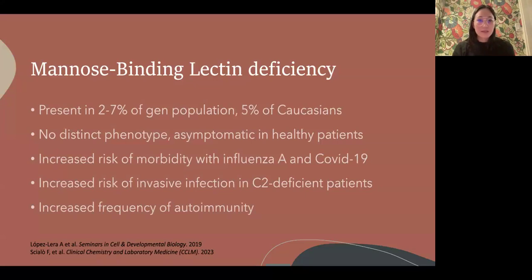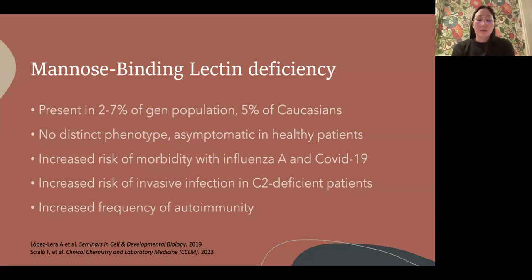So mannose-binding lectin deficiency is also quite prevalent. It's been found in 2 to 7% of the general population. And in a healthy adult, this doesn't mean a whole lot. There's no distinct phenotype. They're overall asymptomatic and lead normal lives. But through some studies of the flu and more recently COVID, patients with MBL deficiency who have infections do worse with these viral infections. And they also have overall an increased risk of invasive infection.